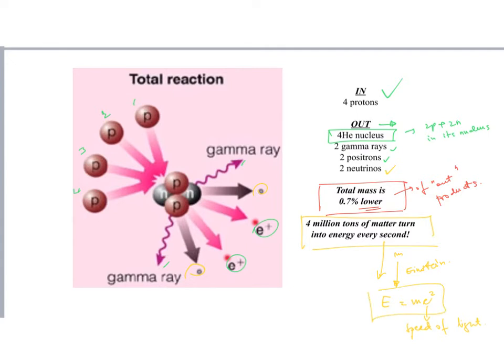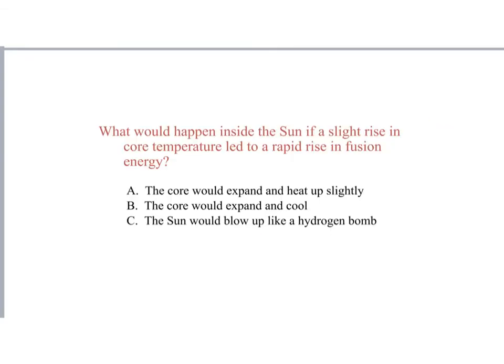So this is the energy that is produced. This is where it's coming from, those gamma rays. Okay, so now here's a question. What do you think would happen if inside the sun there's a slight rise in the core temperature? That obviously is going to lead to a rapid rise in fusion energy, right?